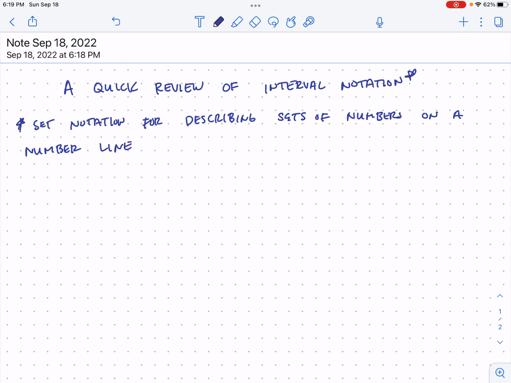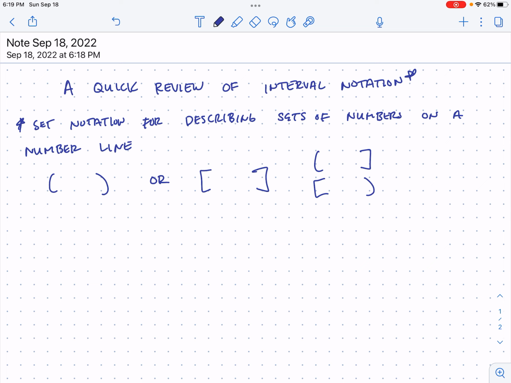So interval notation is going to involve using parentheses like those, or brackets like those in some combination. So we might have something that looks like this, or something that looks like this. Some combination of those, and knowing what to use when is really helpful to help describe a set of numbers.